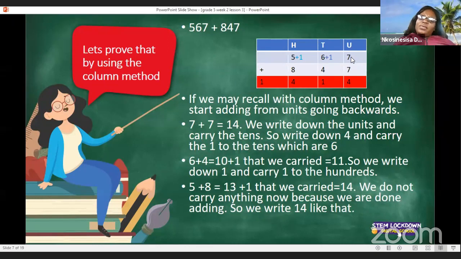All right, so here we have put it under our place value table, and then 7 plus 7, because we are adding.